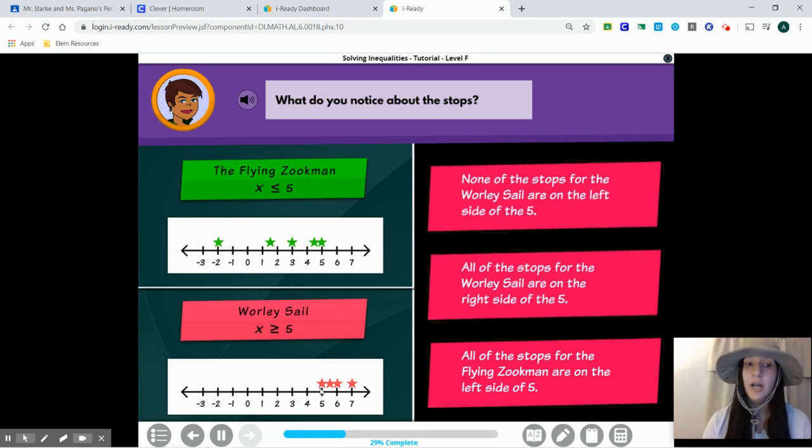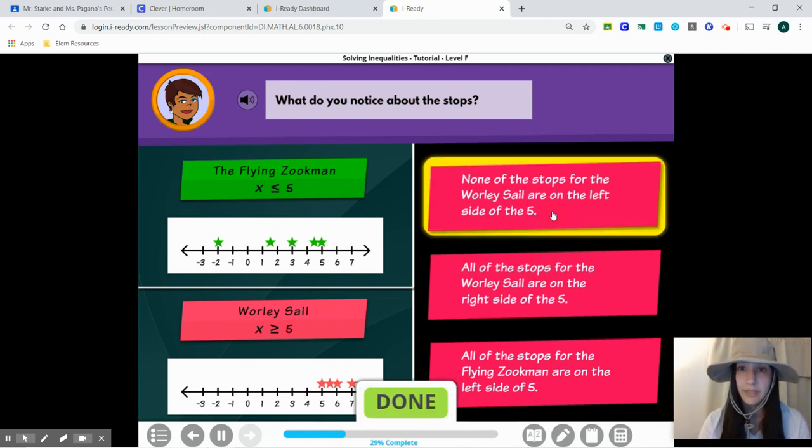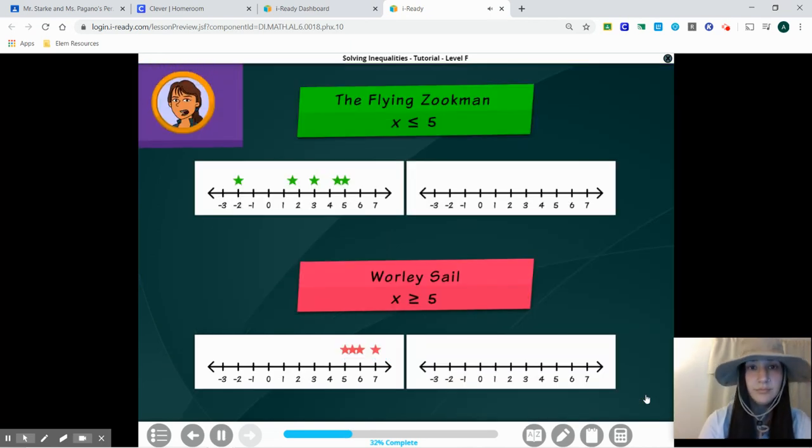That is 100% true because they will never be on the left side of the 5, because they have to be 5 or more. So we're going to click this one. None of these stops are on the left side of 5. Moving right along. That makes sense. We will accept any value less than or equal to 5 for the Flying Zuckman. So there's our nice graph.